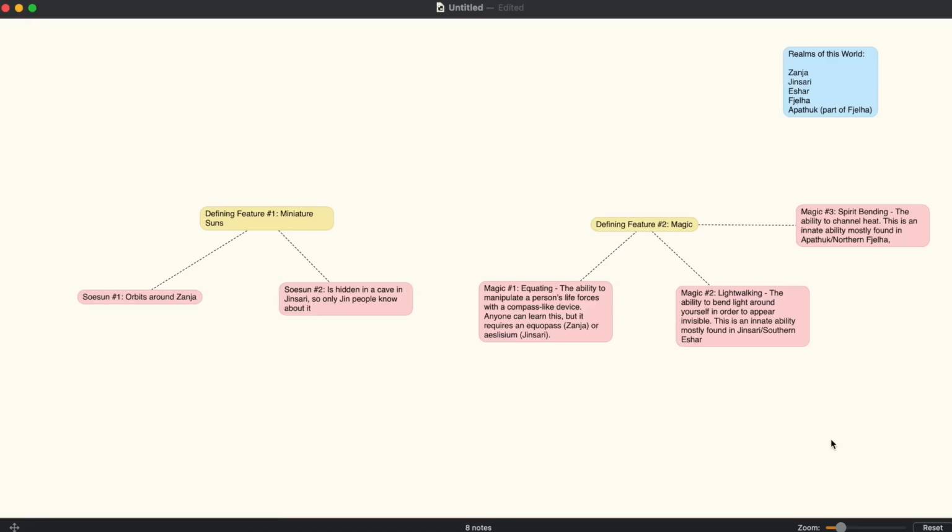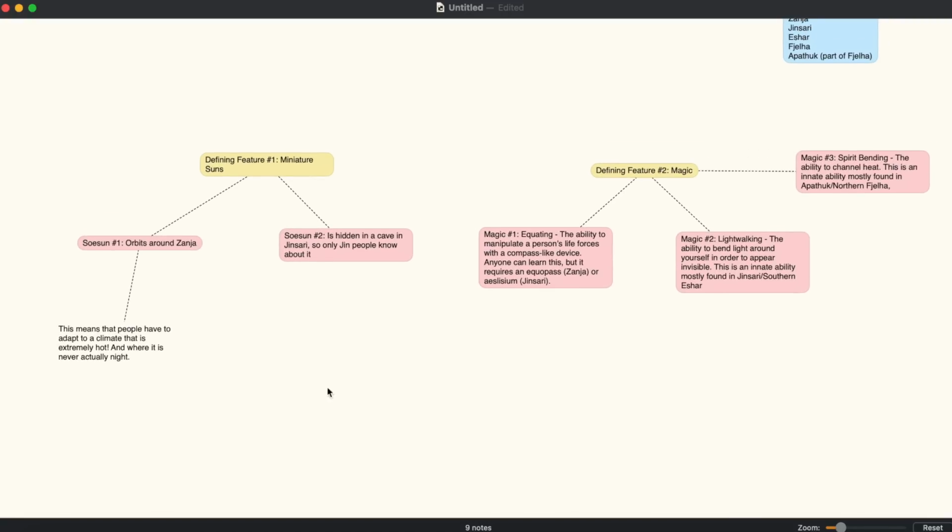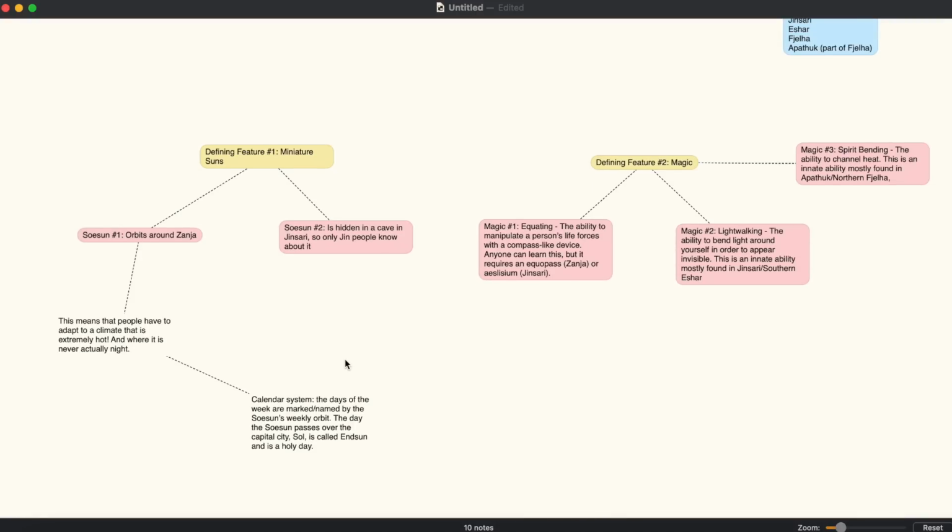The way that I would start thinking from here is I would start asking myself, how do things connect and how is it going to affect different aspects of the world, right? So if we want to do something really basic, we can ask ourselves, okay, we have a society where there's a miniature sun. This means people will have to adapt to a climate that is extremely hot and where it is never actually night. So what is that going to mean? See it in the calendar system. The days of the week in Zanja are named by the Sosun's weekly orbit.